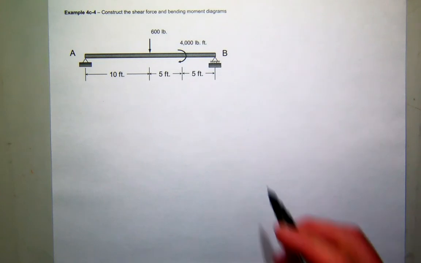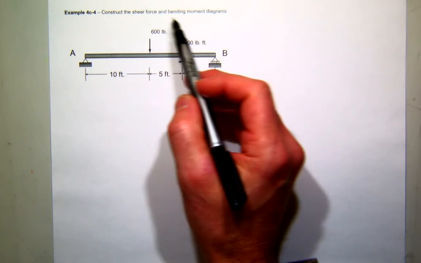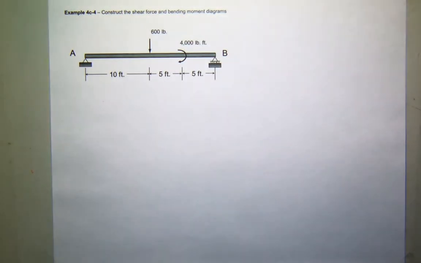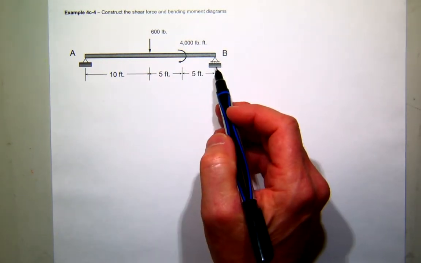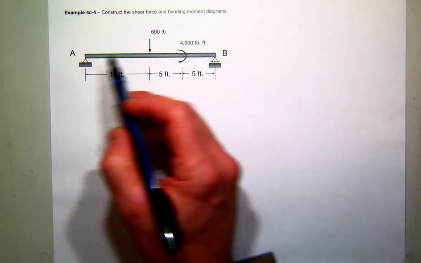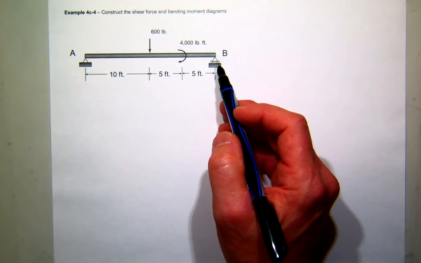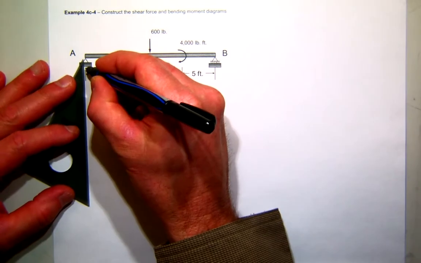Okay, so let's look at this problem. We want to construct the shear force and bending moment diagram for this. Like all these problems, the first step is going to be finding the reactions, because the reactions will give us, in this case, our shear values to start and stop with. And because they're pins, we'll already know something about the moment.